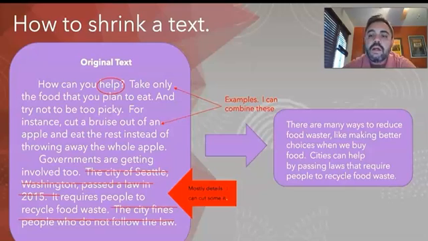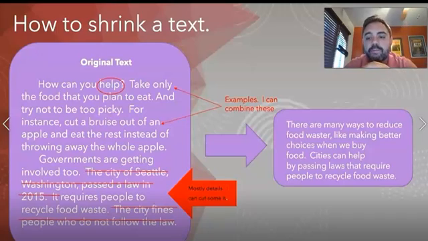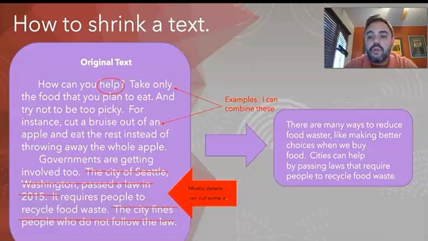Pow! Right there. So we went from this original text, which has 7 sentences, to this two-sentence summary. There are many ways to reduce food waste, like making better choices when we buy food. Okay. Cities can help by passing laws that require people to recycle food waste. Boom. That's a great way to shrink it.